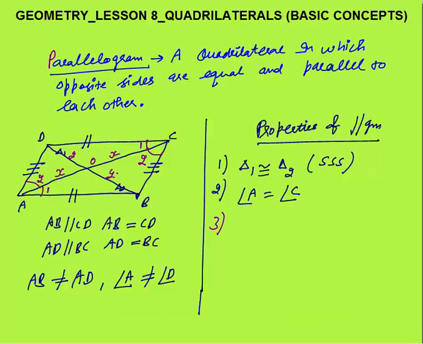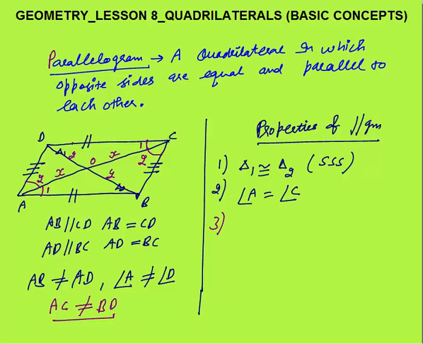I am assuming that both diagonals are of different length. In this parallelogram, I am taking that AC is not equal to BD. It may or may not be equal. It depends on the type of parallelogram. But in this parallelogram that I have made, AC is not equal to BD. We can easily prove that the diagonals bisect each other.